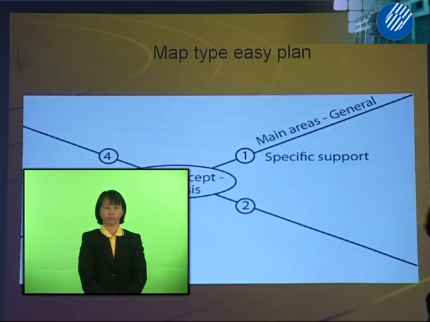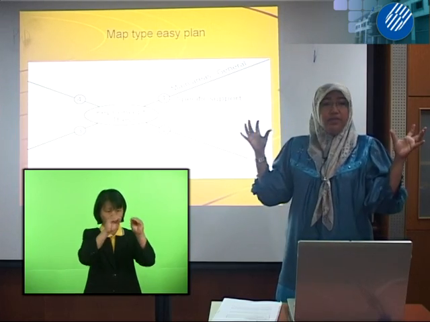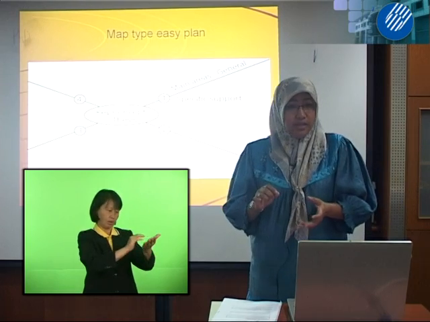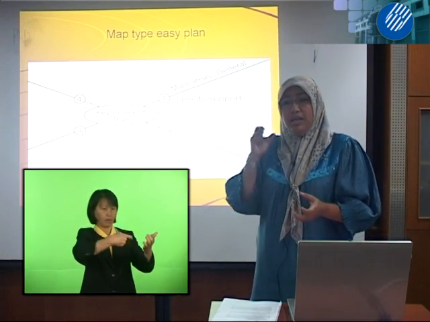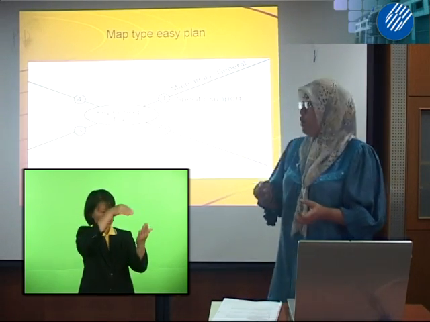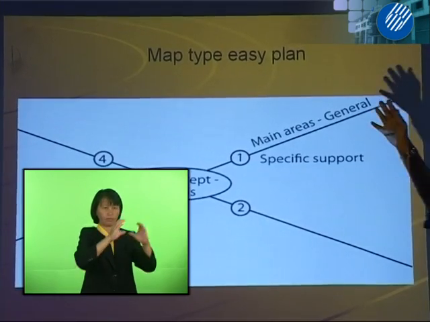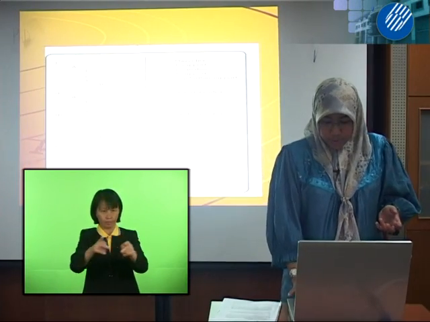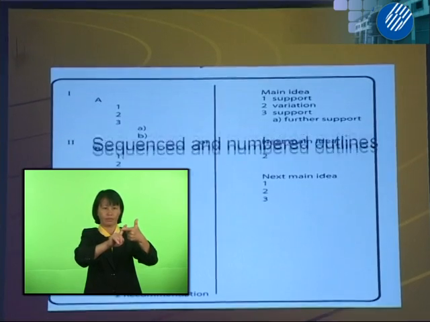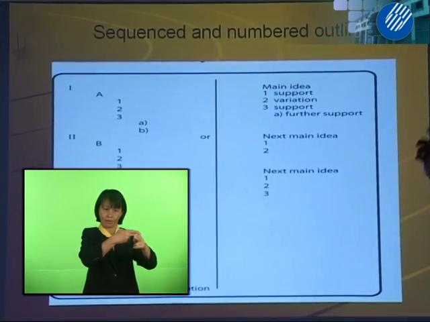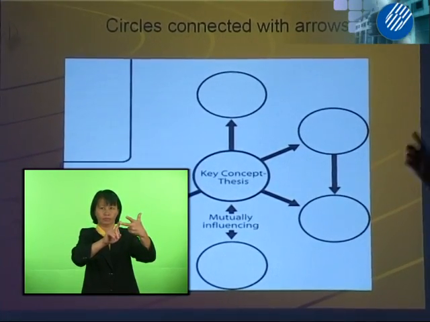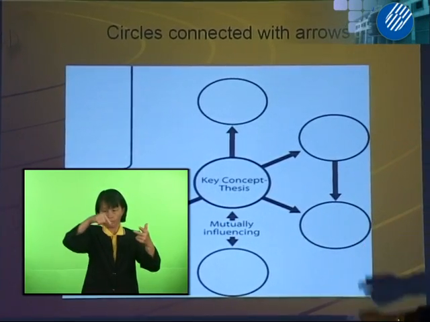When you have thought of an essay topic, gather all information and scribble down the ideas related to it, putting all the ideas down in the form of a map type essay plan. The next one will be sequence and numbered outlines. And the third one, circles connected with arrows.